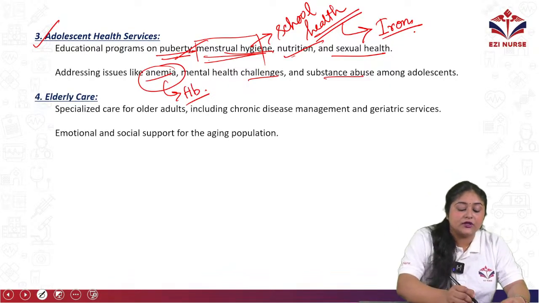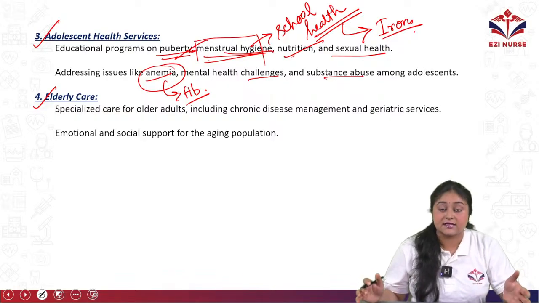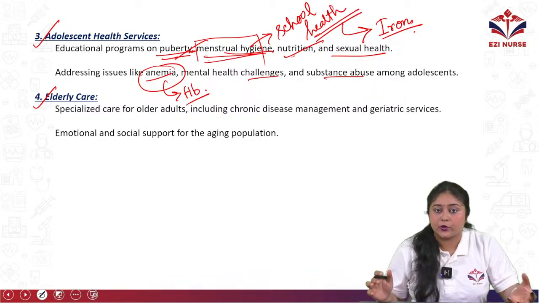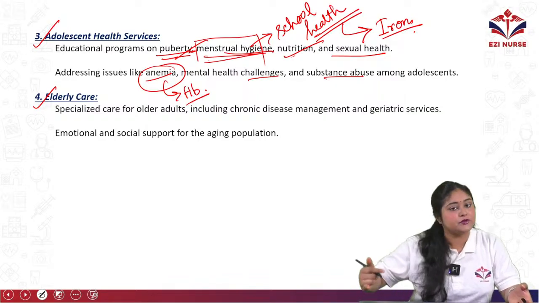So now come to elderly care. Elderly care is specially for older adults. What nutrition do we have to provide for older people? For example, a semi-soft diet, a soft diet, or a liquid diet.